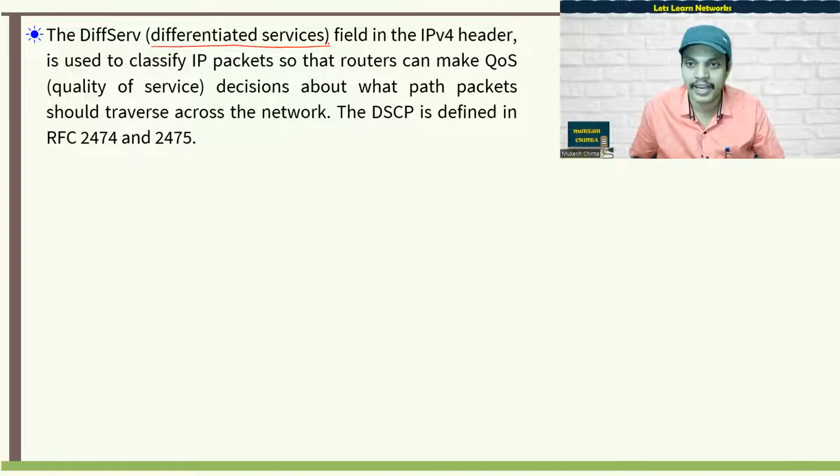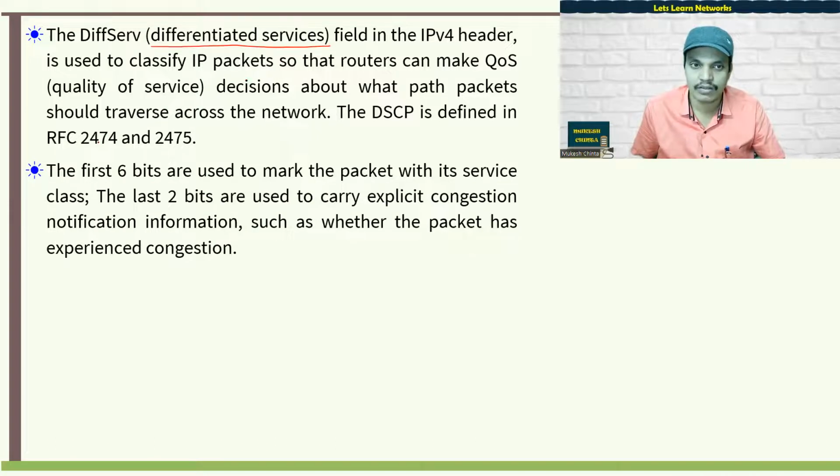We also call it PHB, per hop behavior. This DSCP is defined in the two RFCs, 2474 and 2475. The first 6 bits are used to mark the packet with its service class. It might be assured forwarding, and the last 2 bits are used to carry the explicit congestion notification information, such as whether the packet has experienced congestion or not.